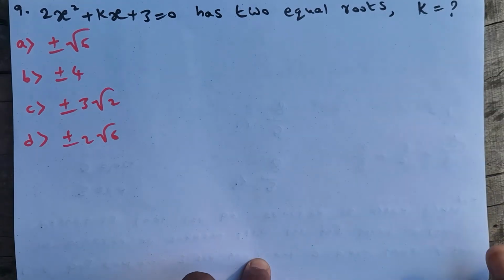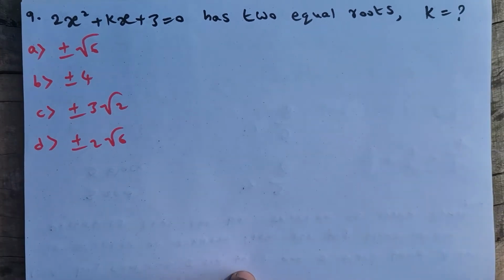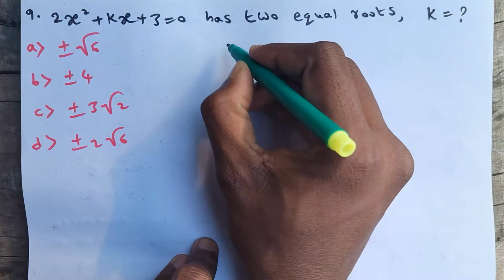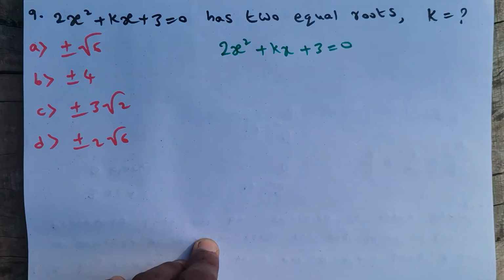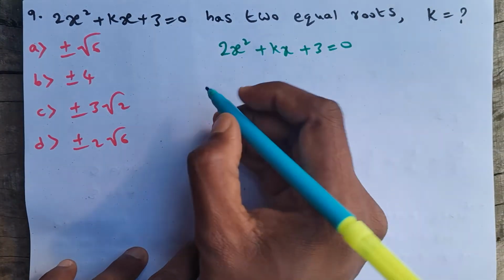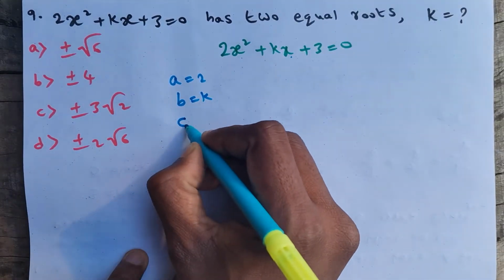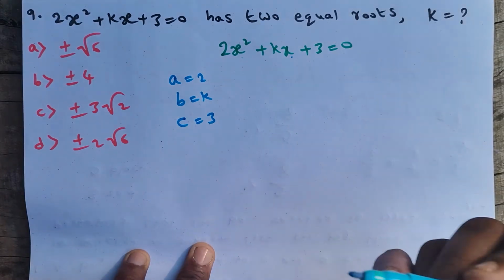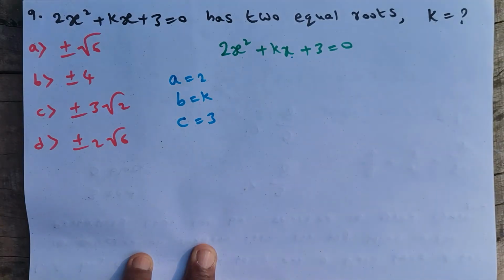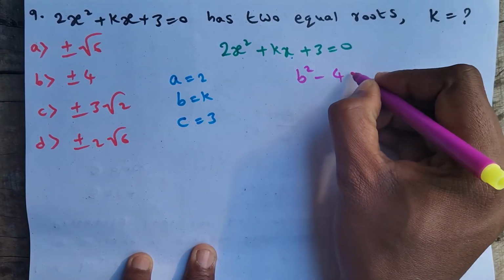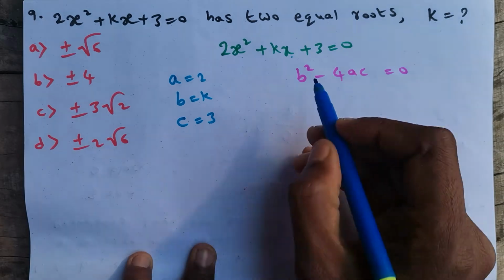Question number 9. 2x square plus kx plus 3 equals to 0 has 2 equal roots. So the given equation is 2x square plus kx plus 3 is equals to 0. The x square coefficient is a, x coefficient is b, constant is c. So a value is 2, b value is k and c value is 3. He said clearly this equation has 2 equal roots. Then the condition is b square minus 4ac equal to 0. B is nothing but k.